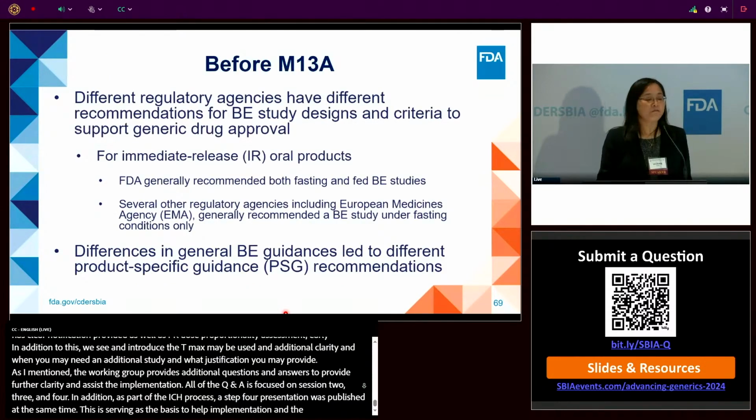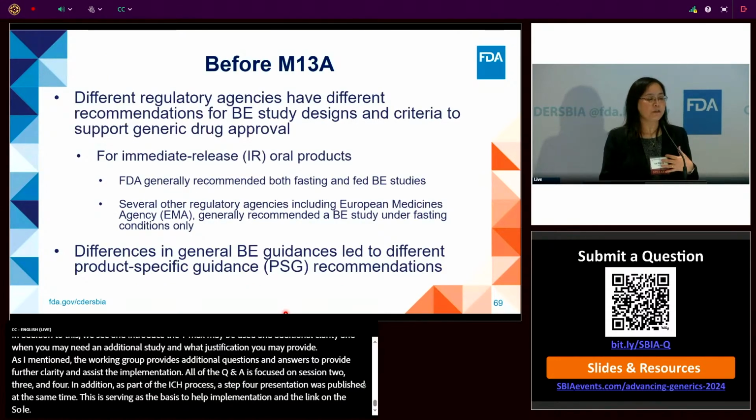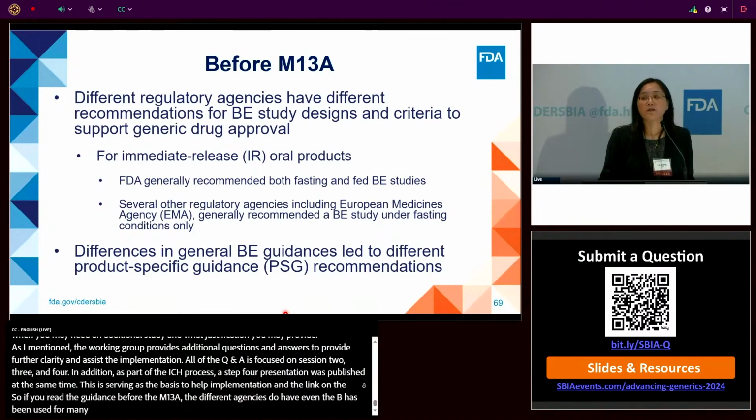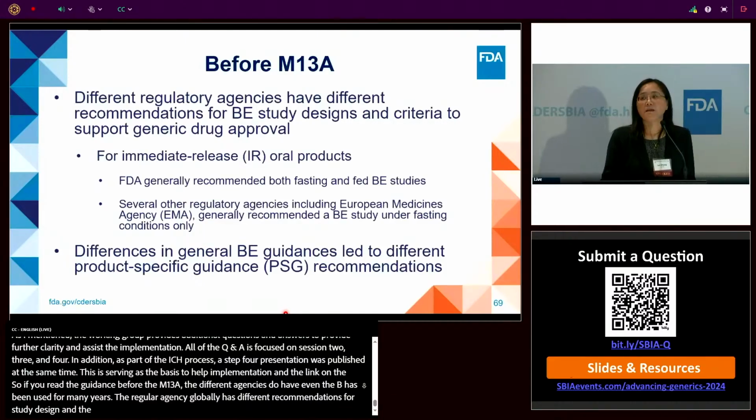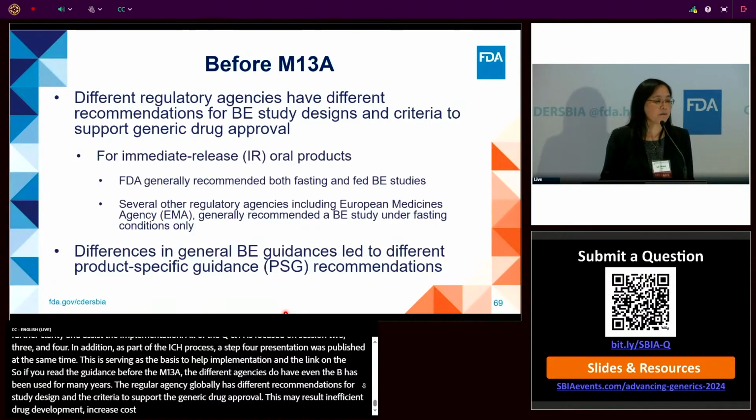So if you read the guidance, before the M13A, the different agencies do have, even the BE has been used for many years. The regulatory agencies globally do have different recommendations for BE study design and the criteria to support the generic drug approval. This may result in inefficient drug development, increased cost and time. Additionally, some drugs may not be approved in certain markets.